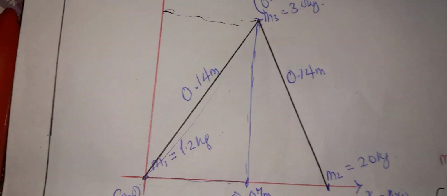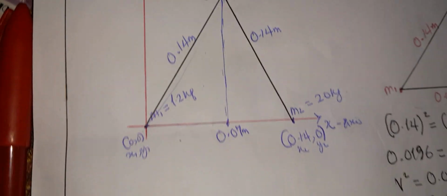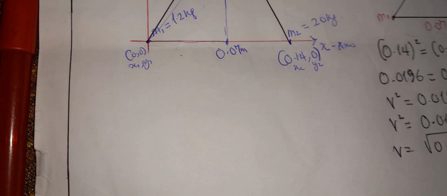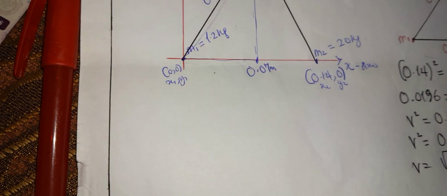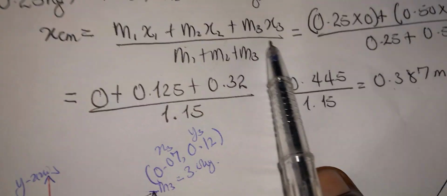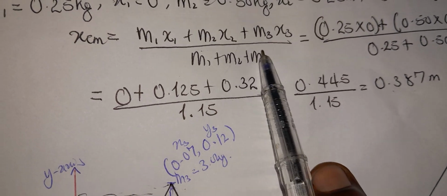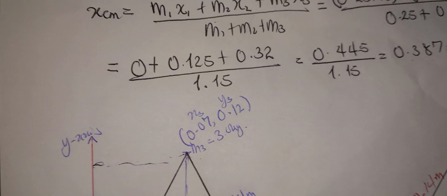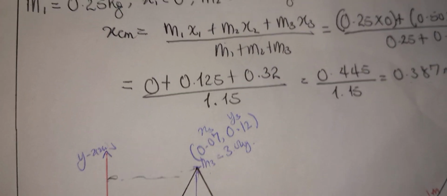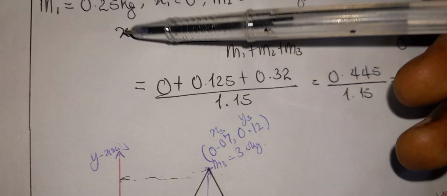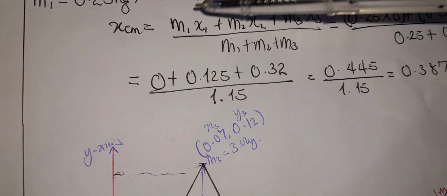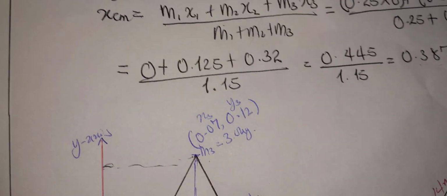Now what's left is to write the formula and solve. We already know the formula for x. This is the formula we use for y to calculate the center of mass at the y coordinates. All we need to do is change the points where we have x to y. So I'll be writing the formula now.